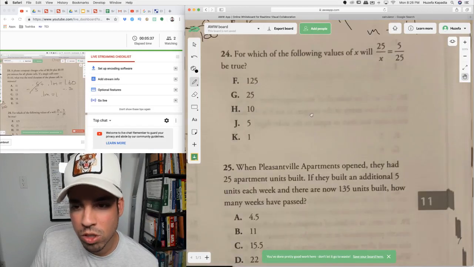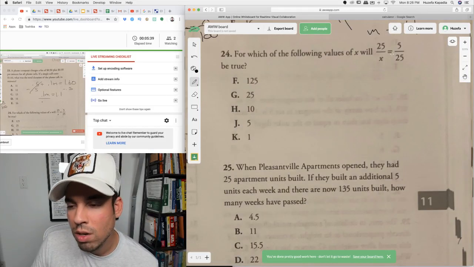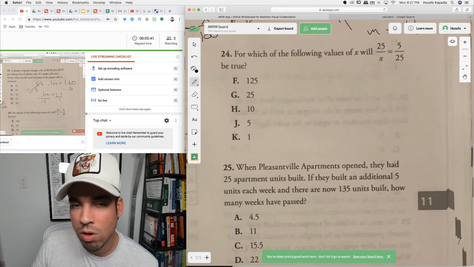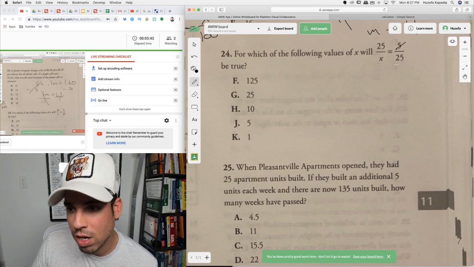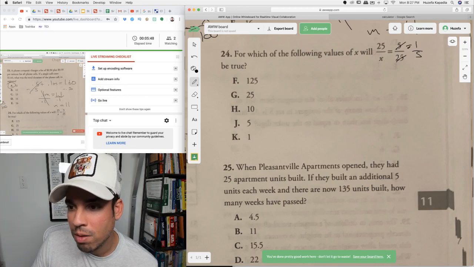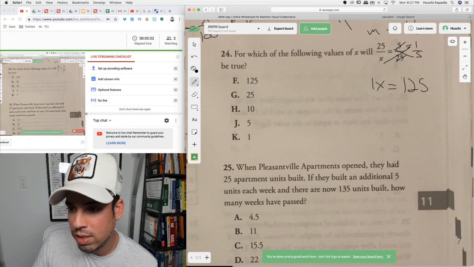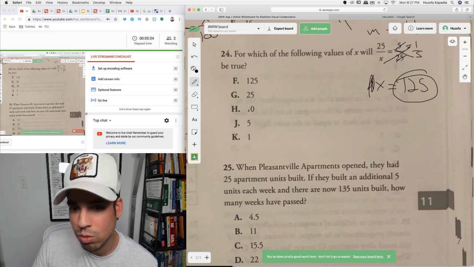All right, next. For which of the following values of x will this be true? When we see something like this, let's immediately cross multiply. But before we do that, let's reduce the fraction, if possible. We can reduce it to 1/5. Now let's cross multiply. Boom, boom. 1x equals 5 times 25, which is 125. We don't care about the 1. x equals 125. Boom.